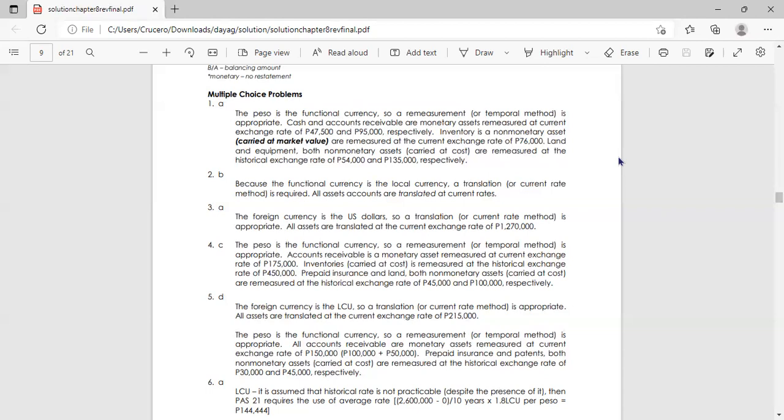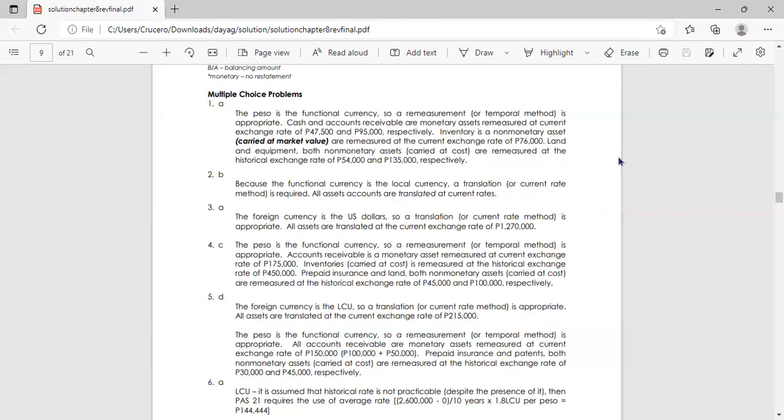So in other words, we have to show cash, accounts receivable, and inventory at market. So we now use the total of 218,500, whereas by using the historical rates, we use land and equipment. Now take note that inventory is shown at market. So the answer of number 1 is letter A.